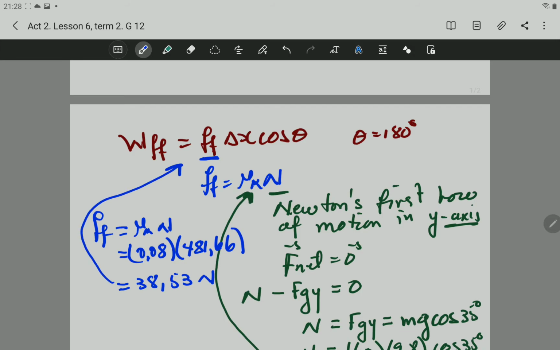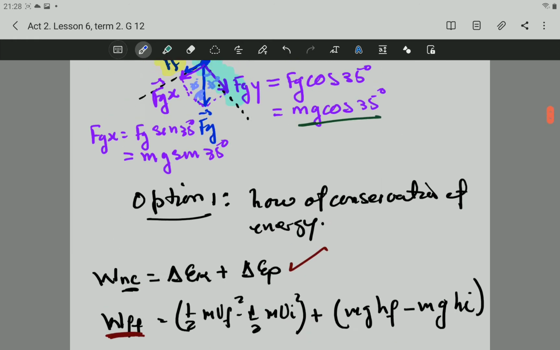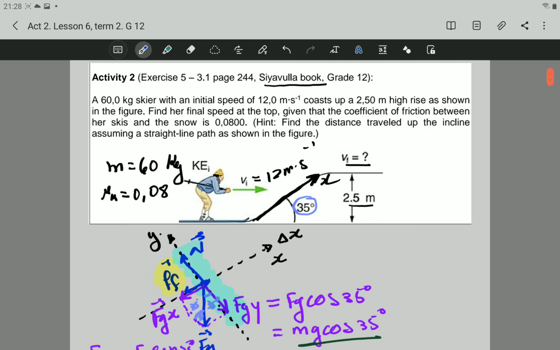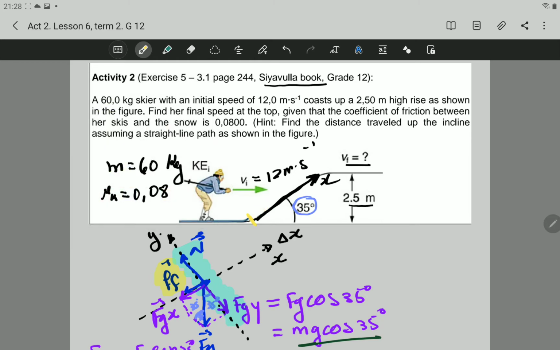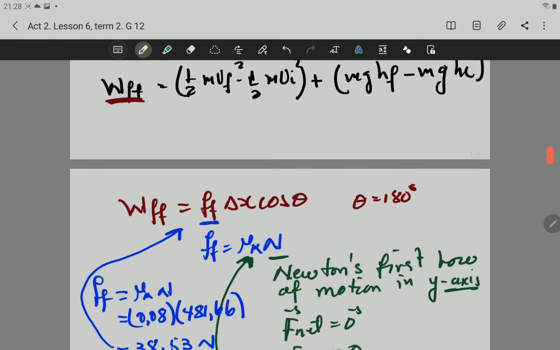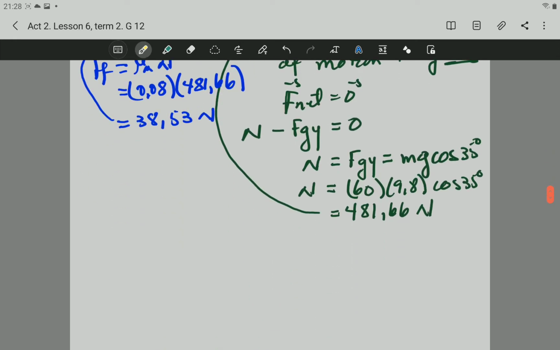Now, however, we have a little problem here. We also don't have the displacement in the question. Please note the displacement is the distance that the person is going to cover from here, where the initial speed is 12 meters per second, to here, which is what they want to know. They want to know the speed of the skier when he arrives at this specific point. To do that, let's quickly look at the following sketch.